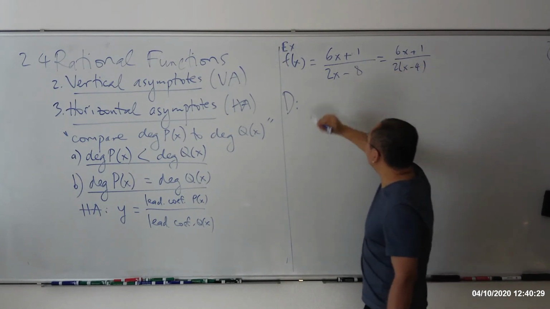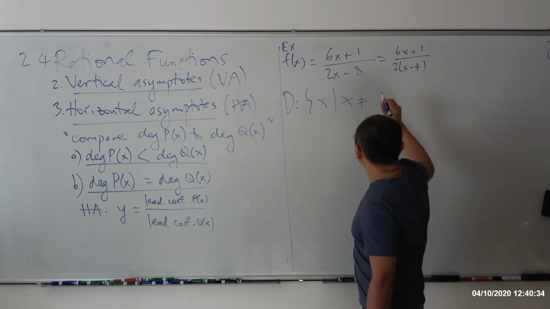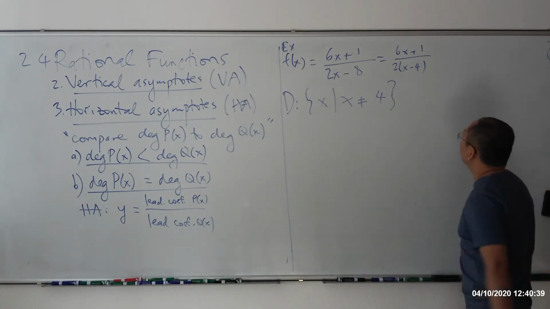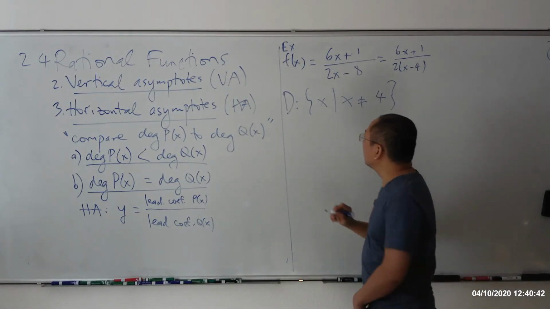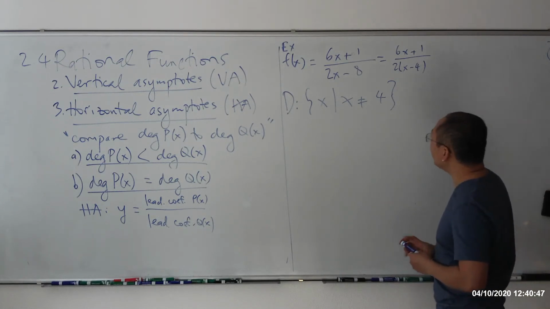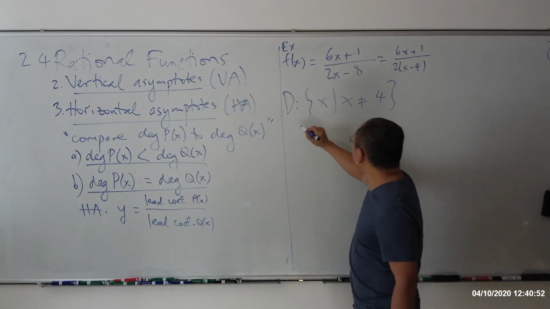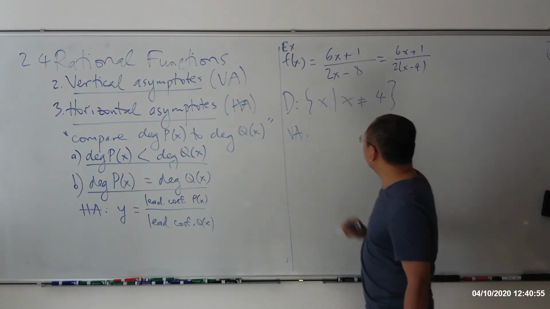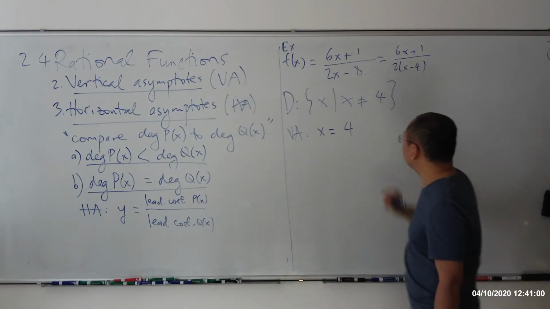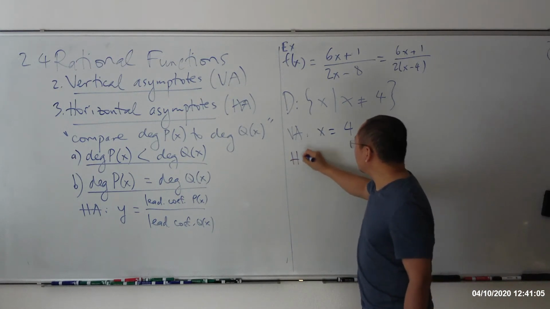So you see the domain is all real numbers x, x cannot be equal to 4. Okay? And as you know, there is no x minus 4 factor on the top, so there will be no cancel out. Alright? And the vertical asymptote will be x equal to 4. Okay?